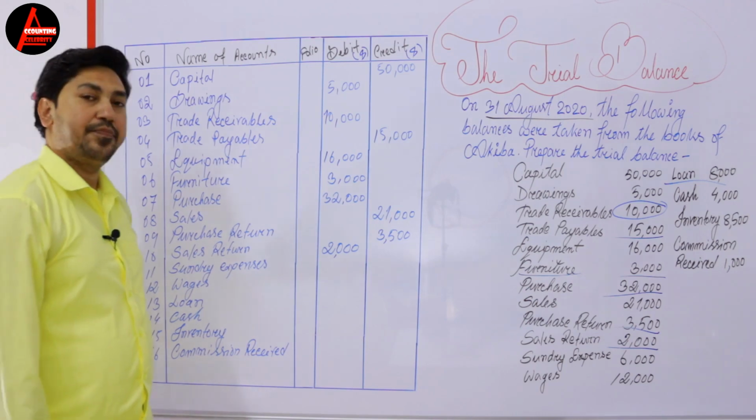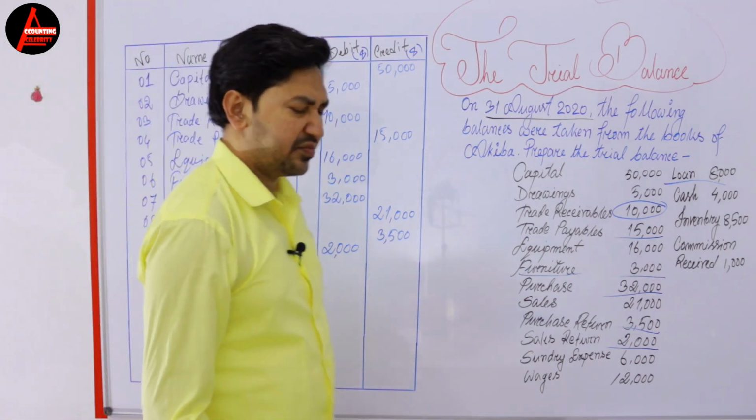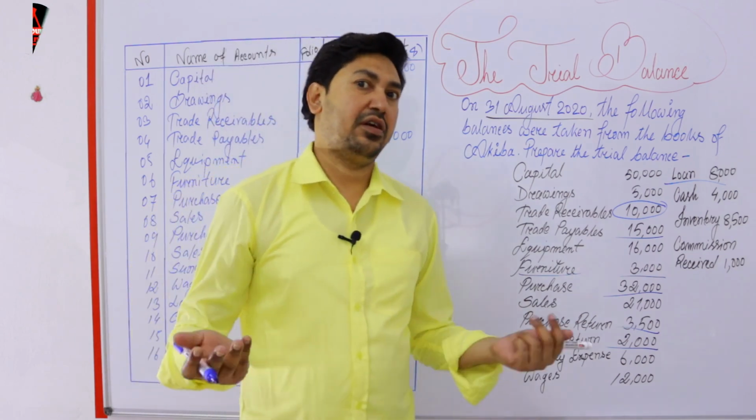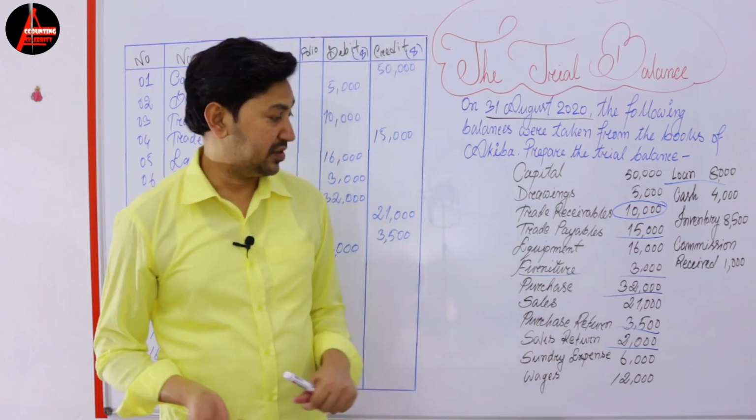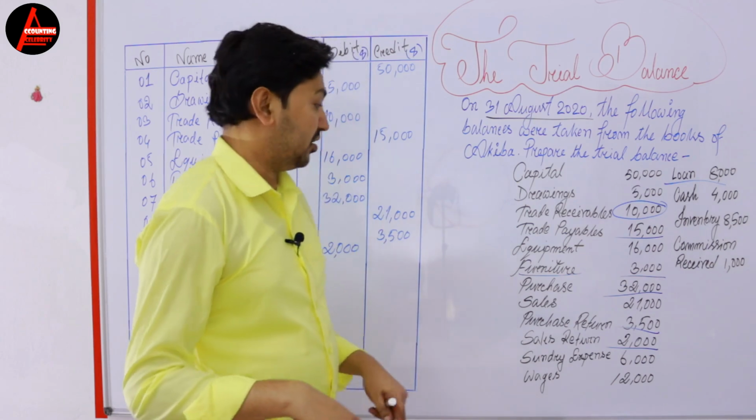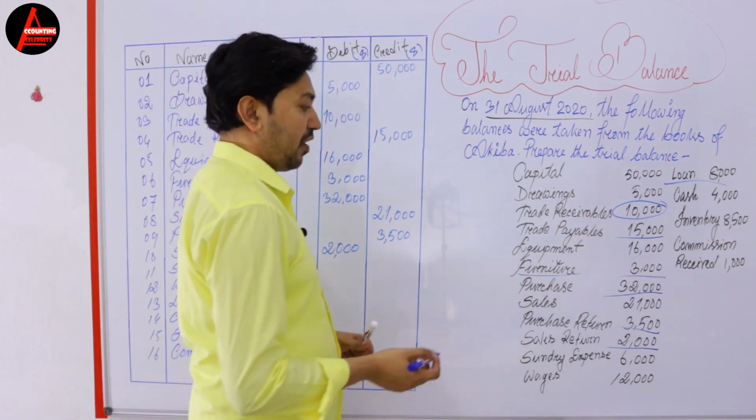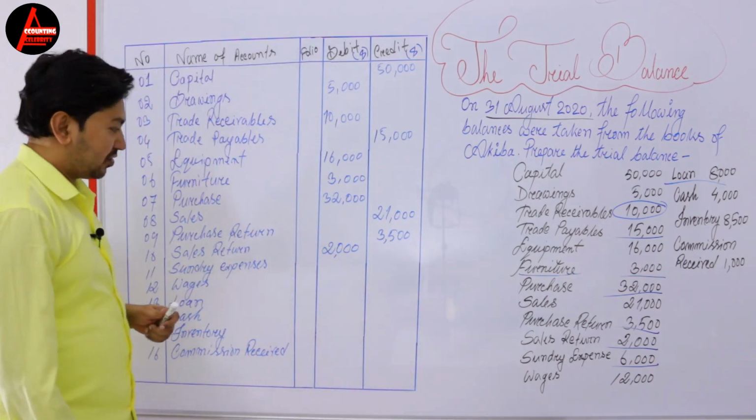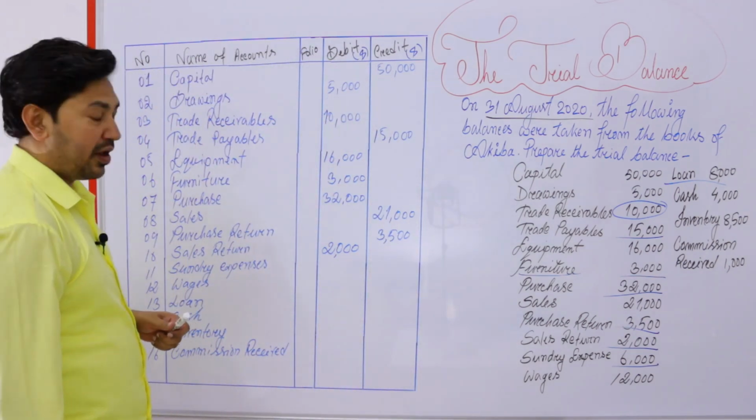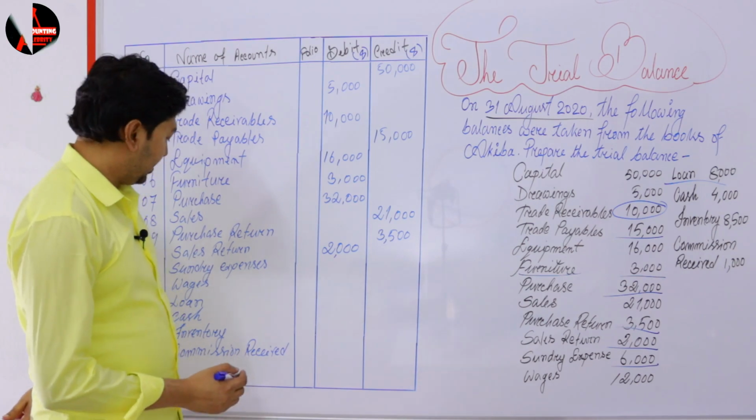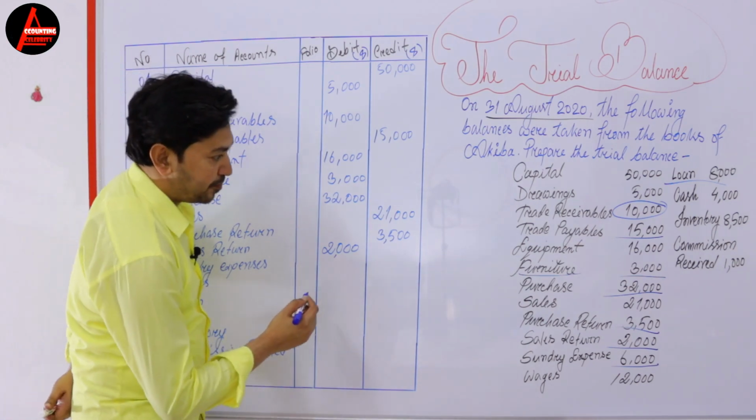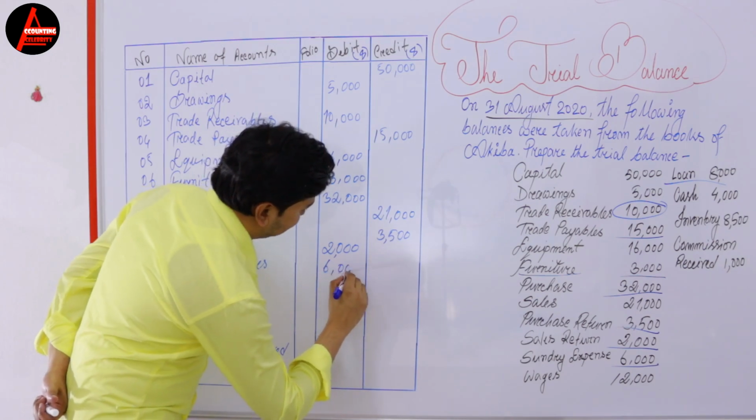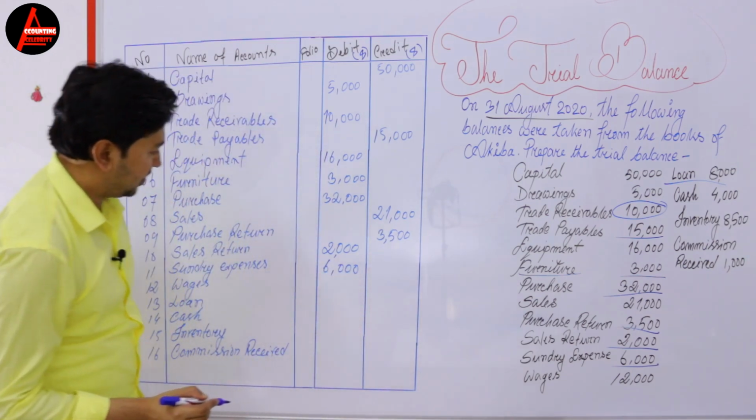Sundry expenses. Sundry expenses are kind of miscellaneous. Okay, or tutorial expenses, office expenses, administrative expenses, all together you can call sundry expenses. So how much sundry expenses here? It's $6,000. Nominal account, all expenses to be debited. So here write $6,000. See how easy it is to prepare a trial balance.